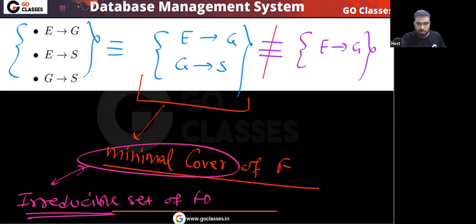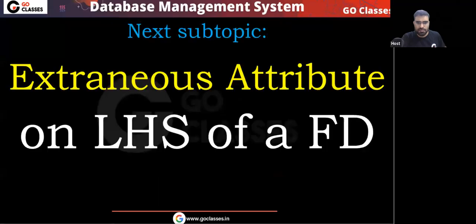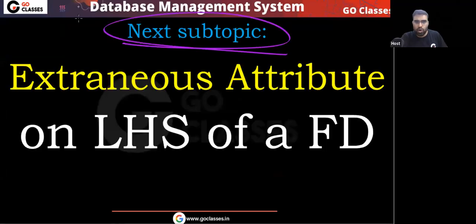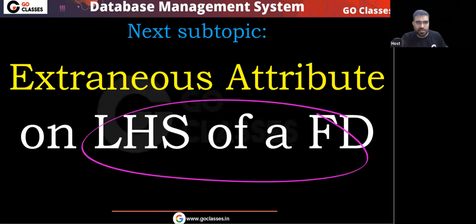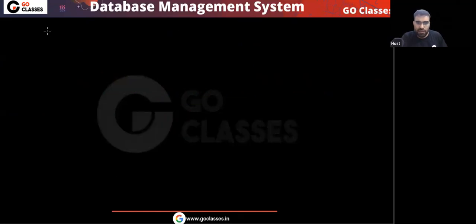Now let's move on. Now let's see a small subtopic: extraneous attributes on the LHS of an FD. If I give you a functional dependency, then on the LHS, what are extraneous attributes? Extraneous means extra attribute. The name itself is telling you. Let me tell you the definition.